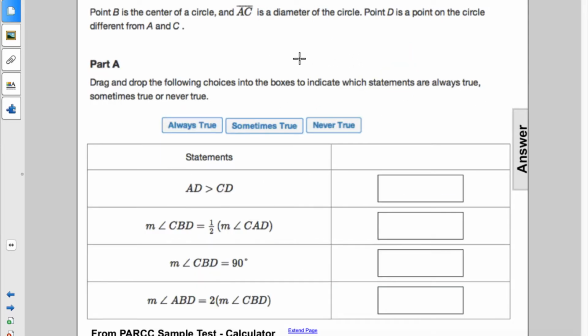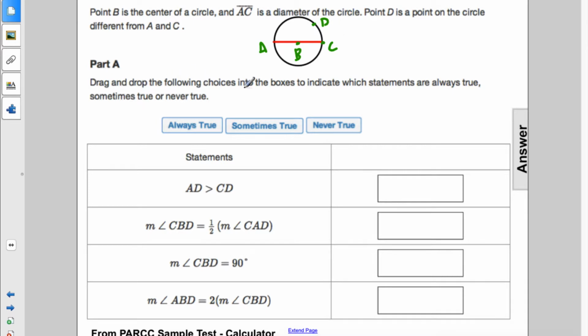Point B is the center of a circle and AC is the diameter of the circle. Point D is a point on the circle different from A and C. All right, so we have a circle here. We'll draw a diameter here, and we will label the points. So this is A, the center is B, and this is C, and we have point D as a point on the circle different from A and C. So let's put D over here for now.